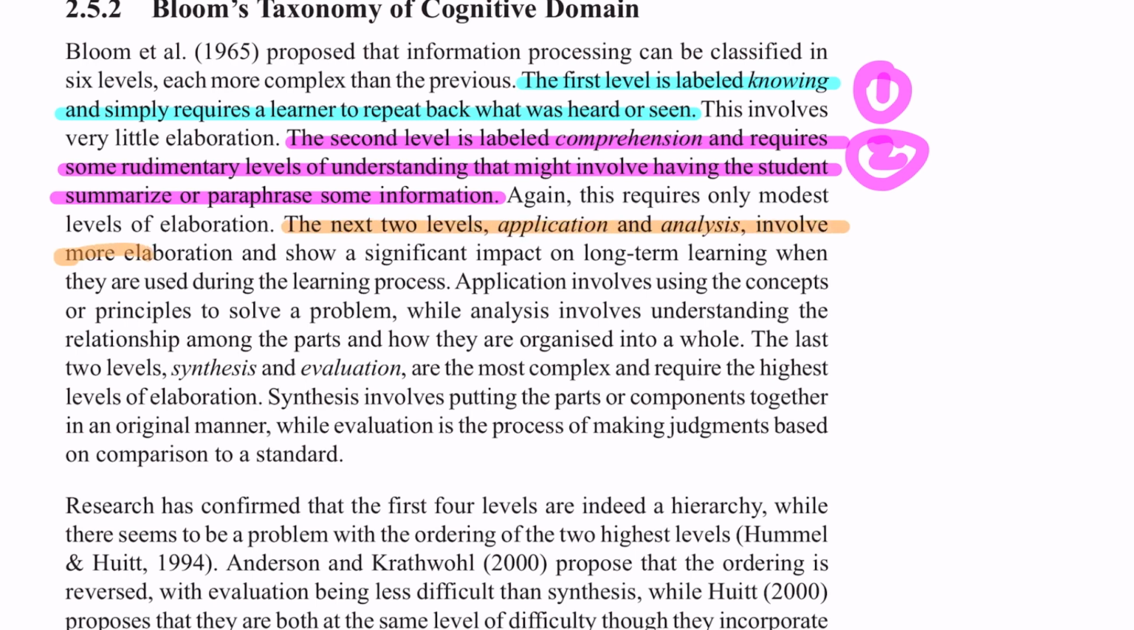Application and analysis involve more elaboration, so they have a significant impact on long-term learning when used during the learning process. Now, application: how you apply it, how you analyze it. Application involves using the concept or principle to solve a problem. You have certain previous experiences, you are trying to solve some problem, you use that knowledge. That is application. While analysis involves understanding the relationship among the parts and how they are organized into a whole.